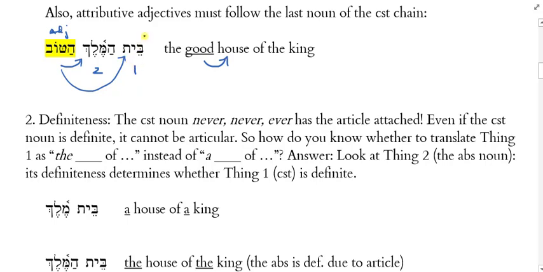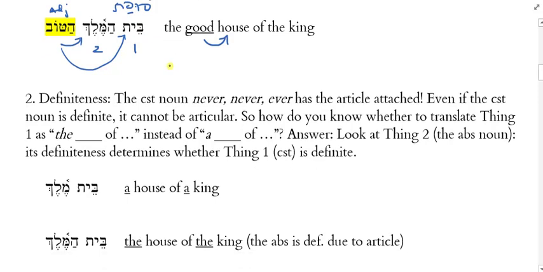If, on the other hand, I had something like Susat HaMelech HaTov, what gender and number is Susat? It's feminine singular and construct. So could HaTov be modifying that? No. So the only thing it could modify would be the king in that kind of a construction. So it would be the mare of the good king. And I think I've got some more examples down below.